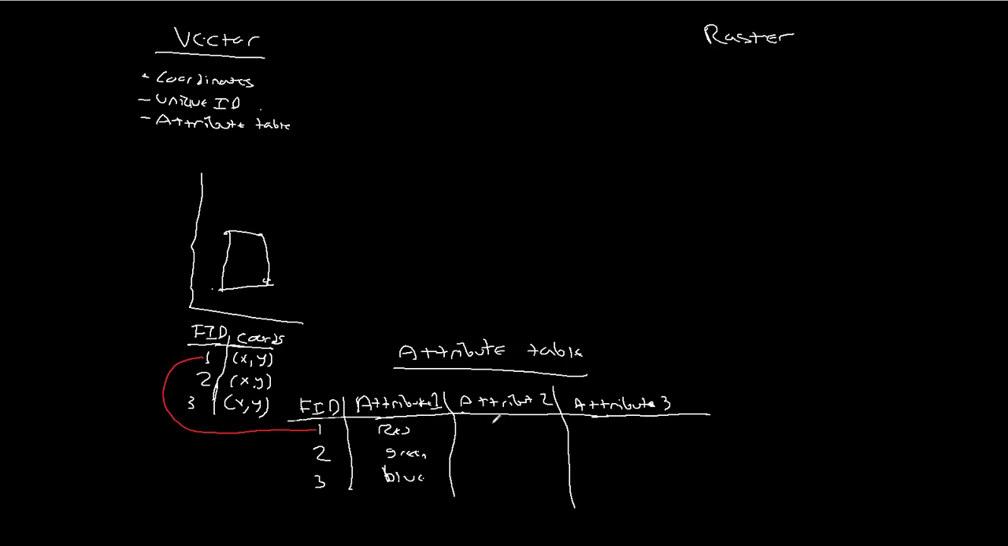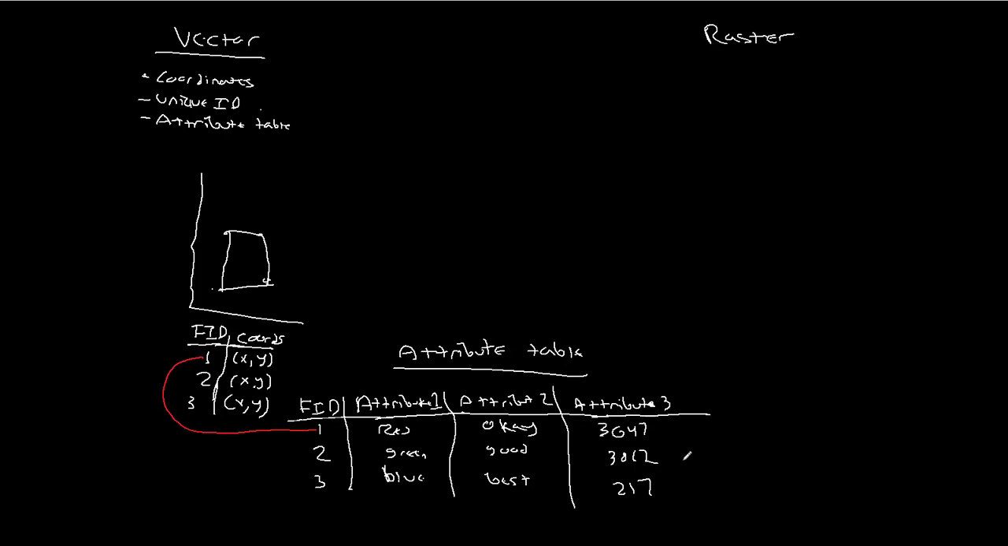Attribute 2 could be something like the quality. So it could be something like okay, good, best. And maybe attribute 3 is the area of the polygon, right? So let's do like 347, 312, and 217.